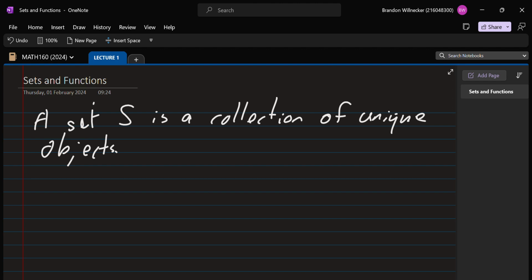When we say unique, we mean that a set cannot have two of the same thing. So if you have a set of fruits, you can have apple, orange, pear. You can't have apple, orange, pear, and apple again. Okay, that doesn't work. So how do we denote a set?